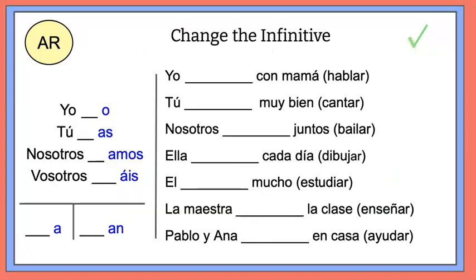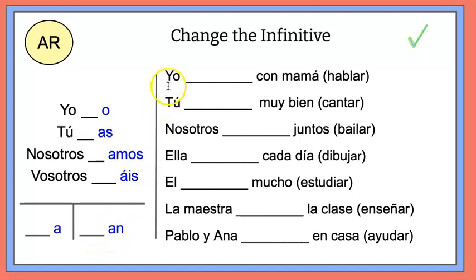To conjugate an AR regular verb, you first take off the AR from the ending, and if your subject is yo, you add an O. If your subject is tú, you add AS. If your subject is nosotros, you add AMOS. Vosotros, AIS. If your subject is anything besides yo, tú, nosotros, or vosotros, you're going to have either singular, and you add an A, or plural and add an AN.